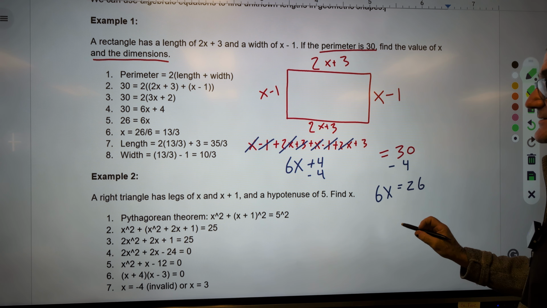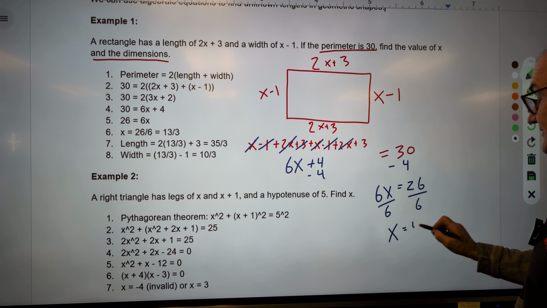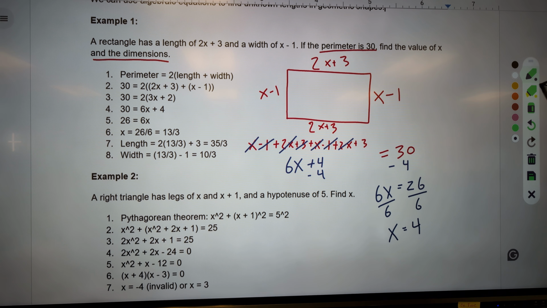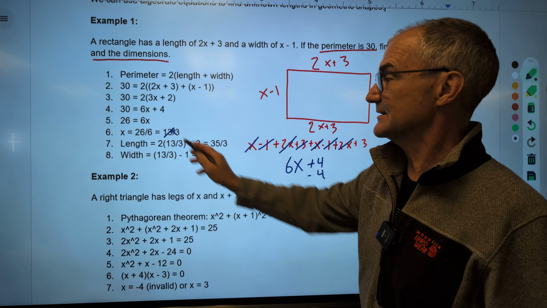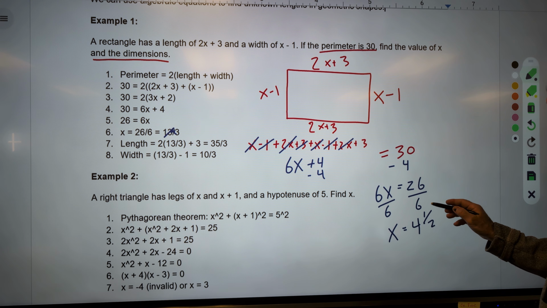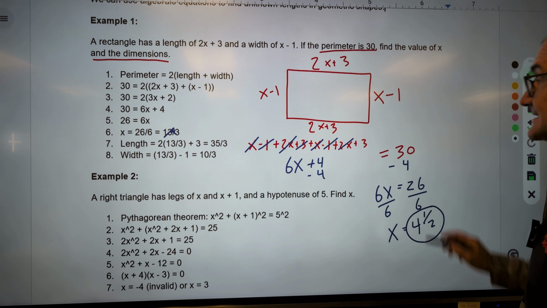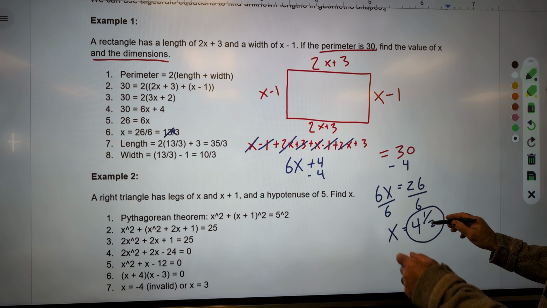Divide both sides by 6, and I get x is equal to... 6 goes into 26 four times, 24, with 2 left over. So x is equal to 4.5. That's what we have there. That's a typo right there. Oh, it's a reduced fraction. No, that's right. That just works out to 4.5 or 13/3. I have a value for x. That is not my solution. That is my value for x.